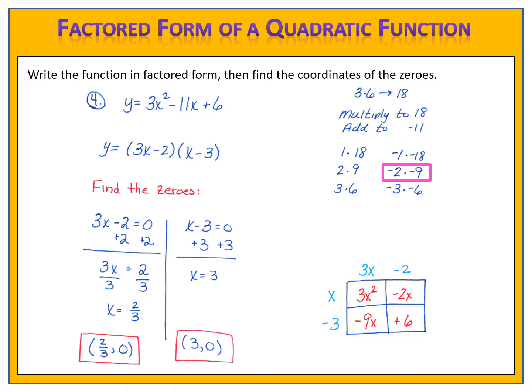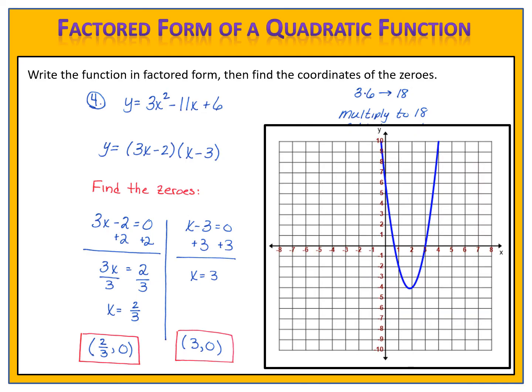As always, we can compare these on a graph and see if they match. Notice we do have a 0 at (3, 0), and it looks like we have one somewhere between 0 and 1 on the x-axis. It looks about like 2/3, though it's hard to read. And again, that's the advantage of factoring. It allows us to find the zeros that are difficult to see on the graph.